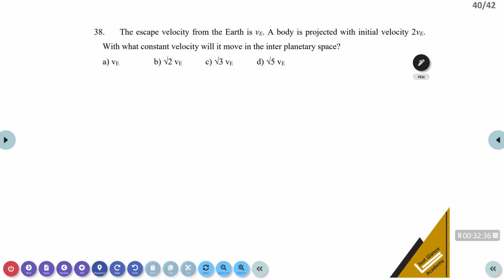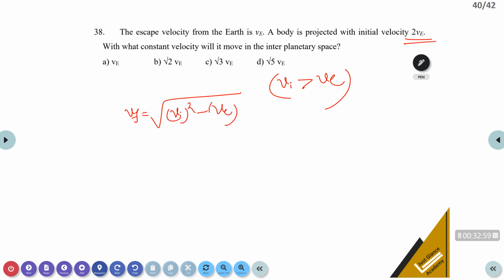Last. The escape velocity from the Earth is V. A body is projected at a speed of 2V. Same thing: the initial velocity is more than the escape velocity, so it will enter into interstellar space. What is the final velocity? Vf equals the same, square root of Vi squared minus Ve squared.